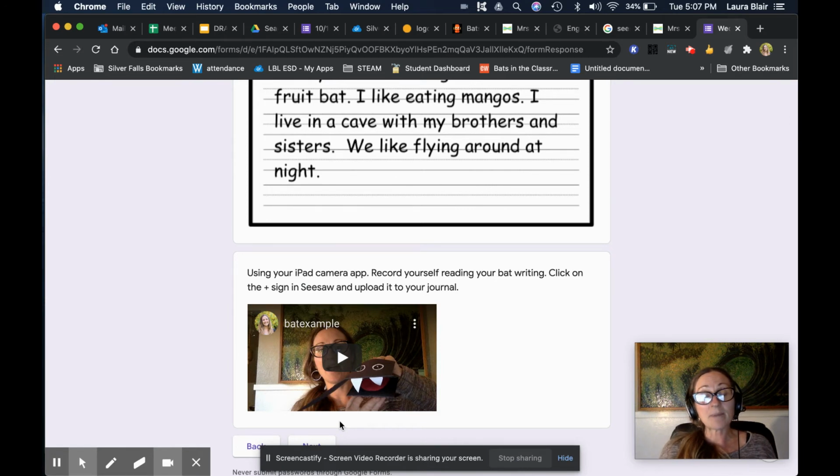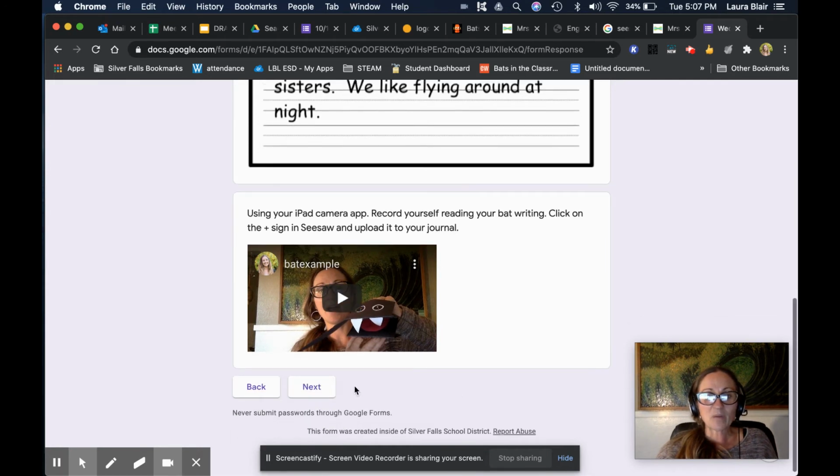And then after you're finished your writing, I want you guys to make a movie of yourself using the iPad camera app. It's just the regular camera. Make sure it's on video. And then record yourself reading your bat writing. You can click on the plus sign and upload it to Seesaw so it uploads to your journal. And I think these are going to be pretty cute. You can watch this one. I did an example for you. Okay?